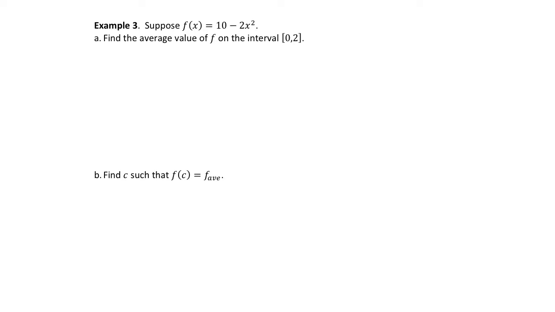Find the average value of 10 minus 2x squared on the interval from 0 to 2. Average value really should be one of your favorite things to do. There's not much to do. We do 1 over b minus a, 1 over 2 minus 0, integral from 0 to 2 of 10 minus 2x squared dx. I like this function because it's easy to find the antiderivative. We'll get 1/2 of 10x minus 2/3 x cubed, evaluated from 0 to 2.